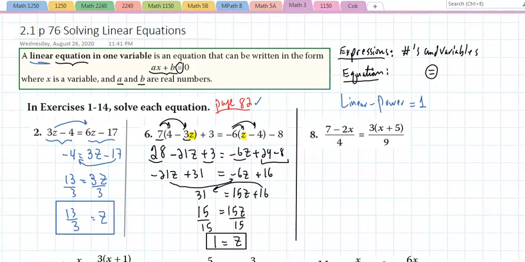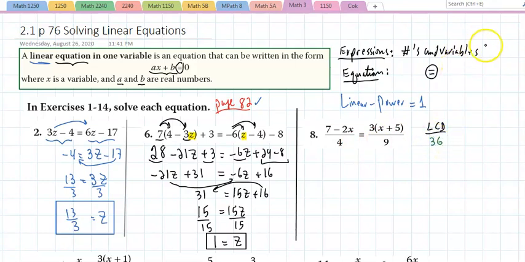Something that we're never going to get rid of is fractions. There are a couple of ways you could solve this. I want you to get into the habit of finding the LCD. That's going to save you a lot of pain in the long run. The LCD for this problem is 36.